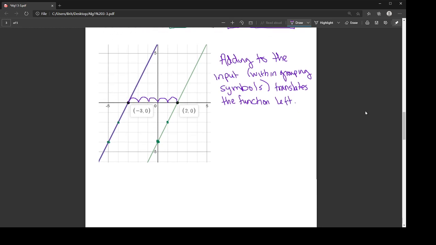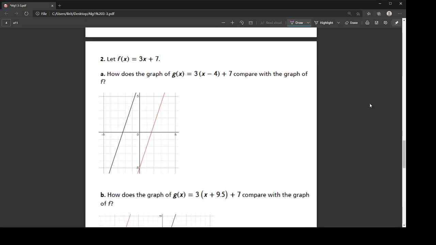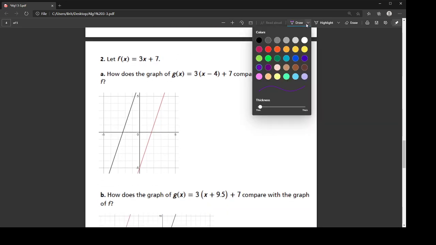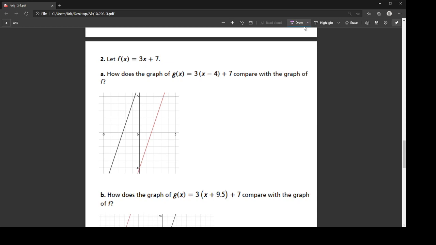So let's go ahead and take a look at another example. Okay, so we have the original function, which is 3x plus 7. That one is graphed in black. And then we have this one, which I graphed in red. And if you look at it, it's inserted a set of parentheses where they've subtracted 4. So if I pick an anchor point on my black graph, say I pick right here at -2, 1, do you see how the graph has moved 4 to the right?